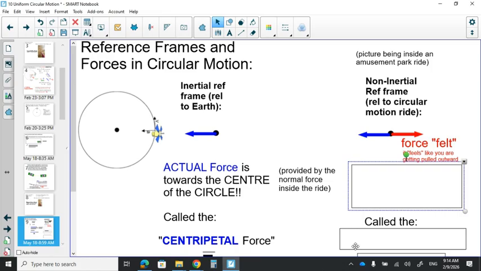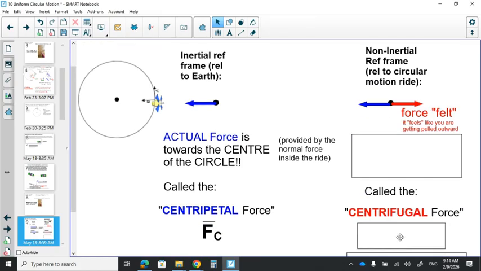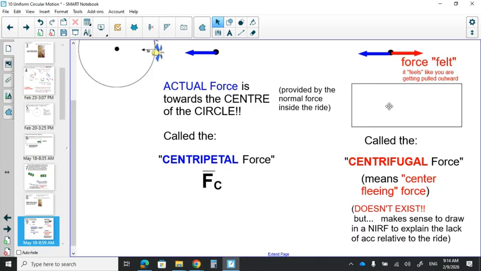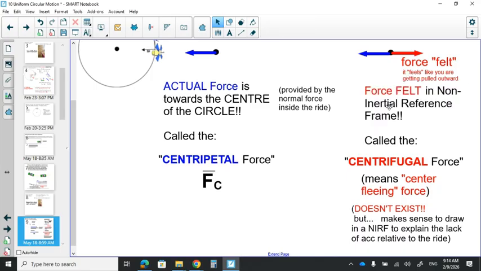That force is called a centrifugal force. Okay, so it's a center fleeing force. It's outward. That one doesn't actually exist, but it absolutely makes sense to draw in the context of that non-inertial reference frame.